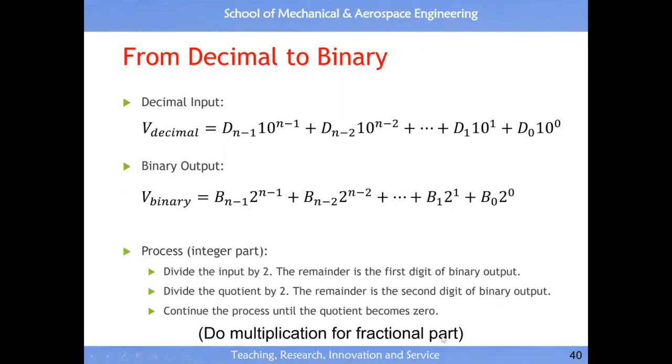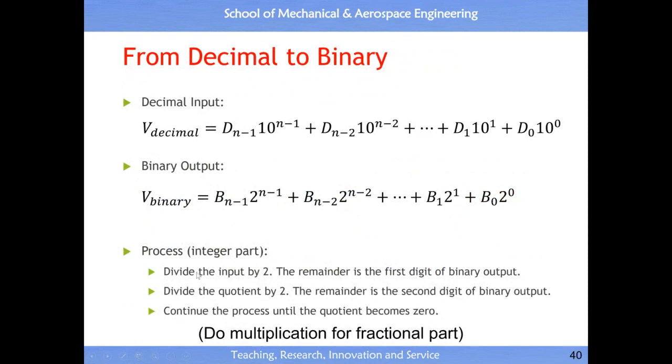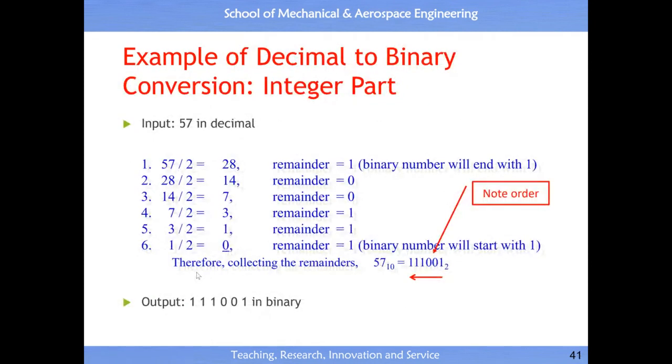How about the fractional part? For the fractional part, we just do multiplication by 2. Here it is division; if we change division to multiplication, we obtain the rule for the fractional part. Later on we'll show you an example. Through the practice of this example, you will understand it. This process is quite straightforward, and the example helps you visualize what's happening.